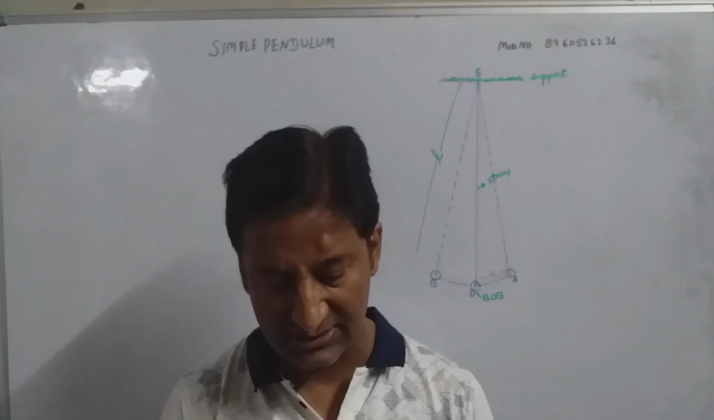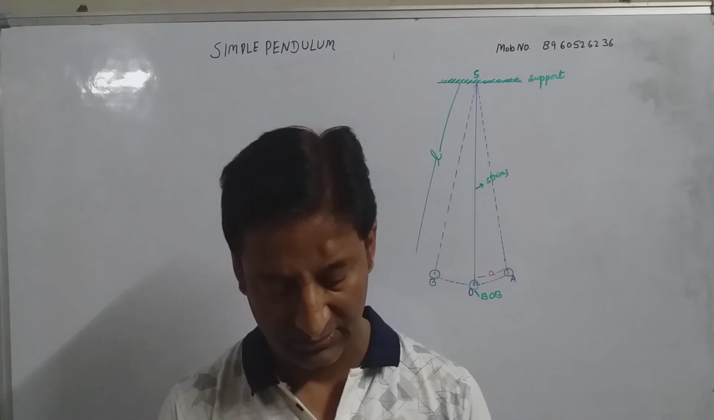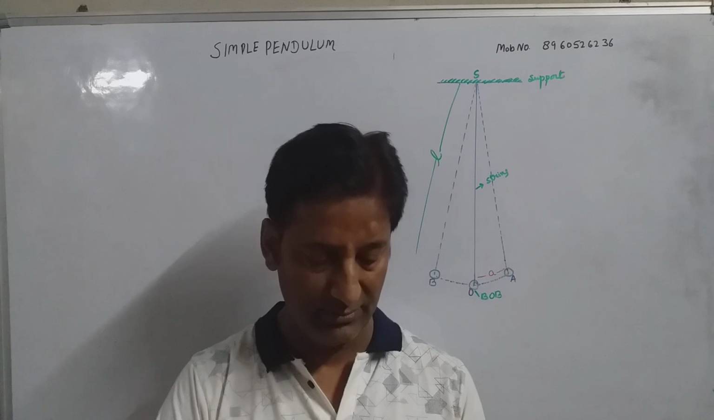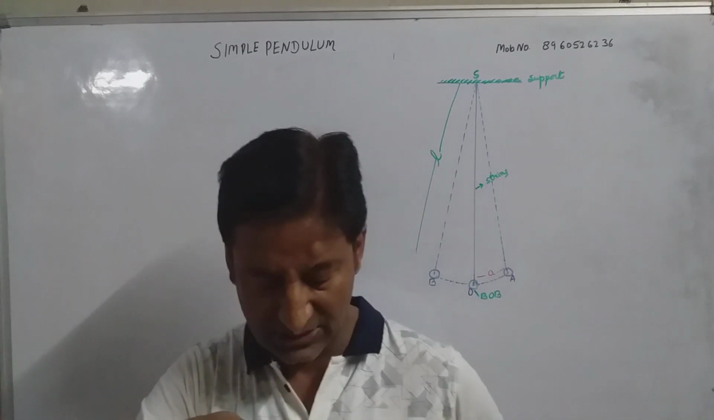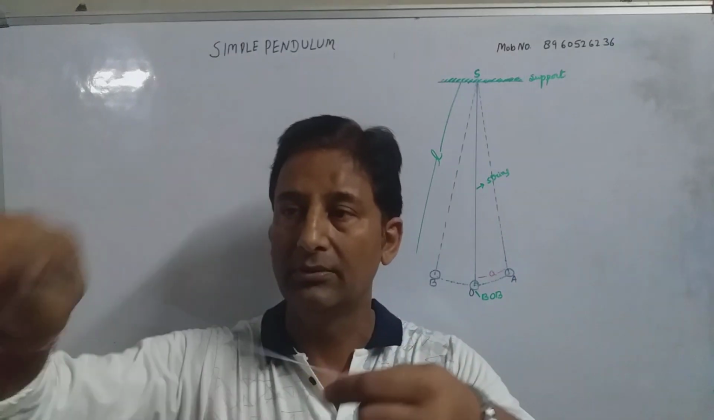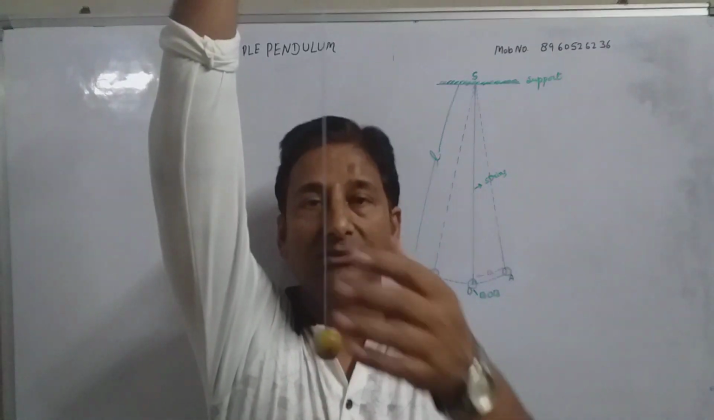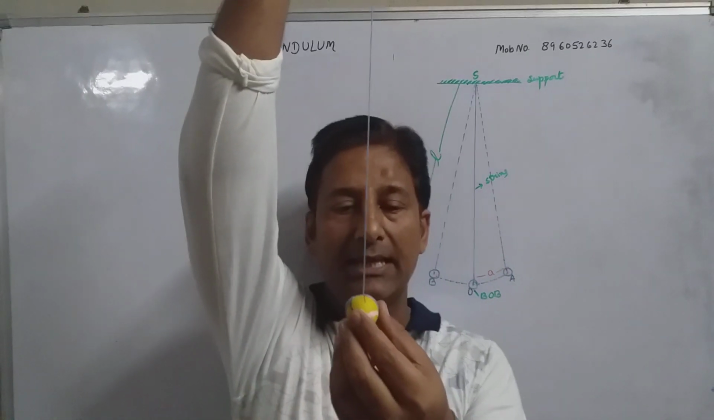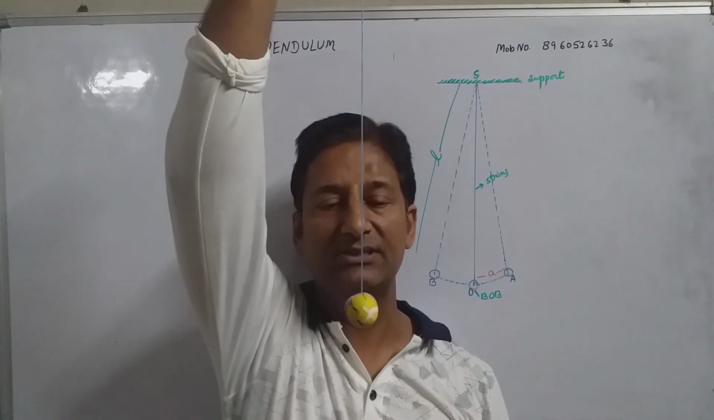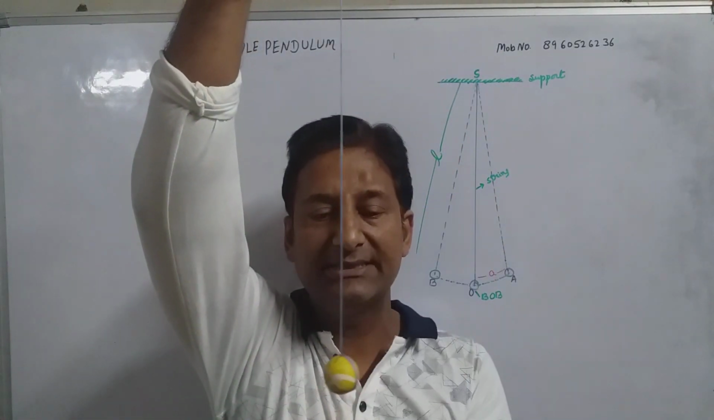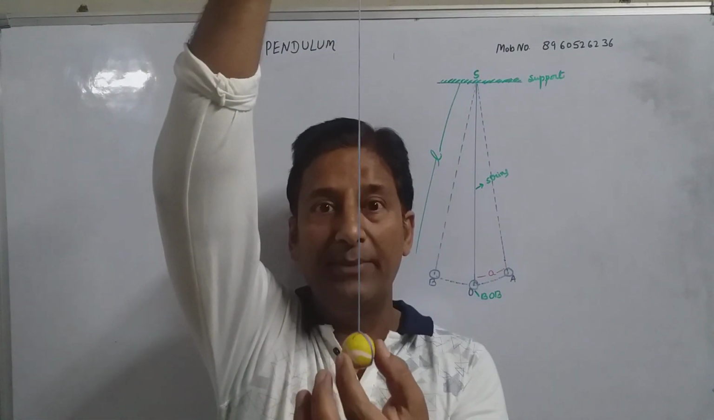Now can you see this? Just a second. This is a simple pendulum I have made just now. Can you see this? Yes. This is an example of a simple pendulum. This is a weightless string, and this is a point mass.